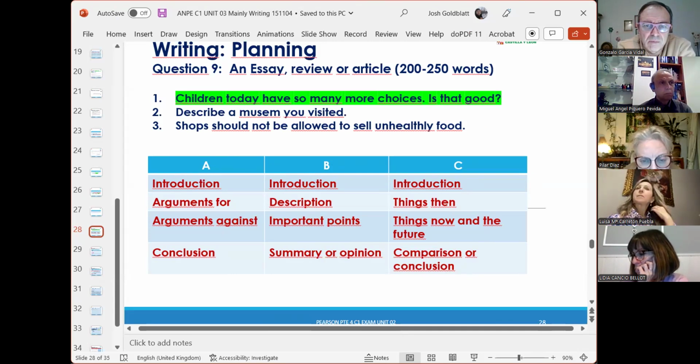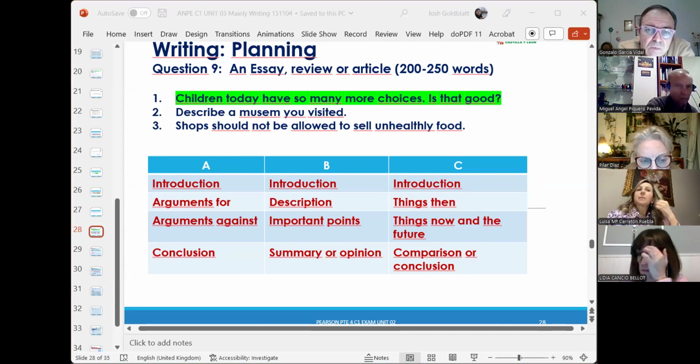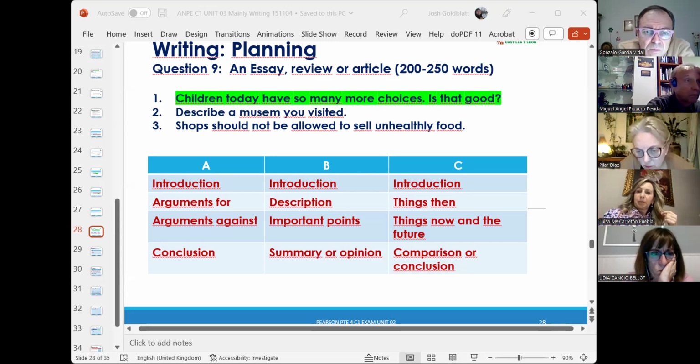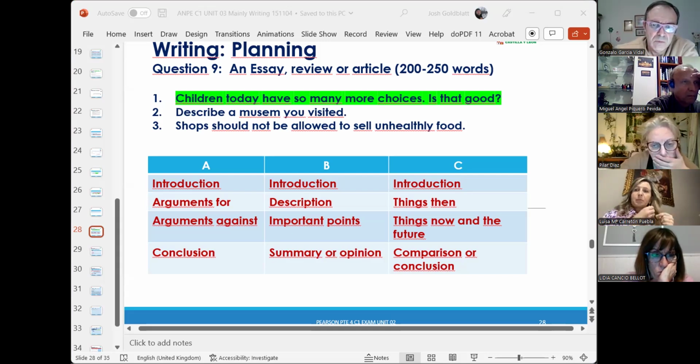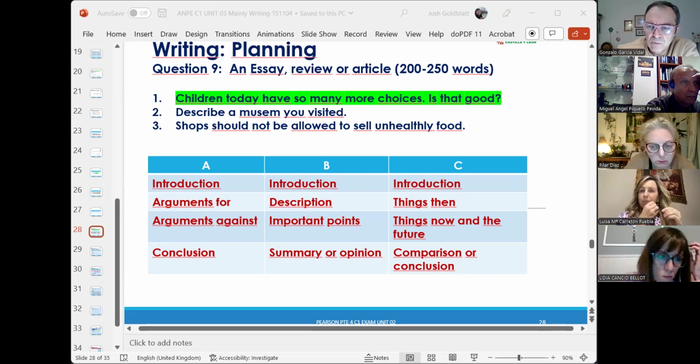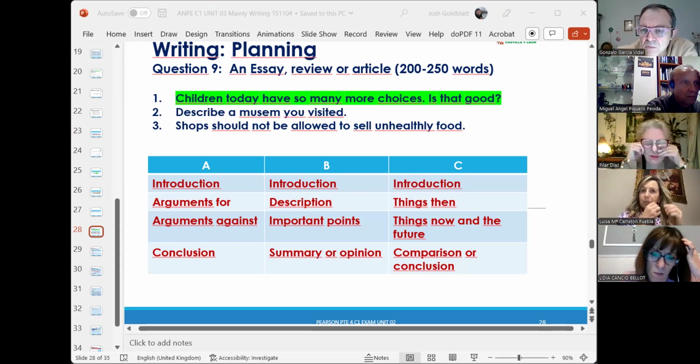You can write in the chat box. What do you think? A, B, or C? Miguel Angel says A. Anybody else? Louisa says C. I said A, B, and C. Pilar says A. Luke Mercedes says A. Diana says C. Marta says C. Beatriz says C.